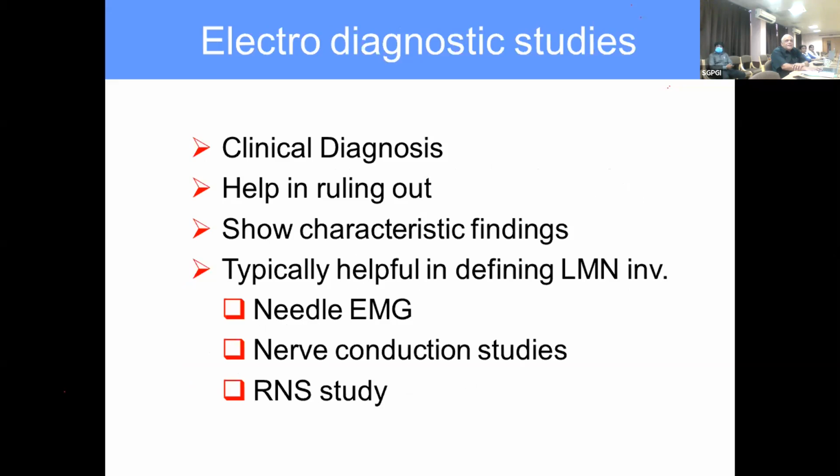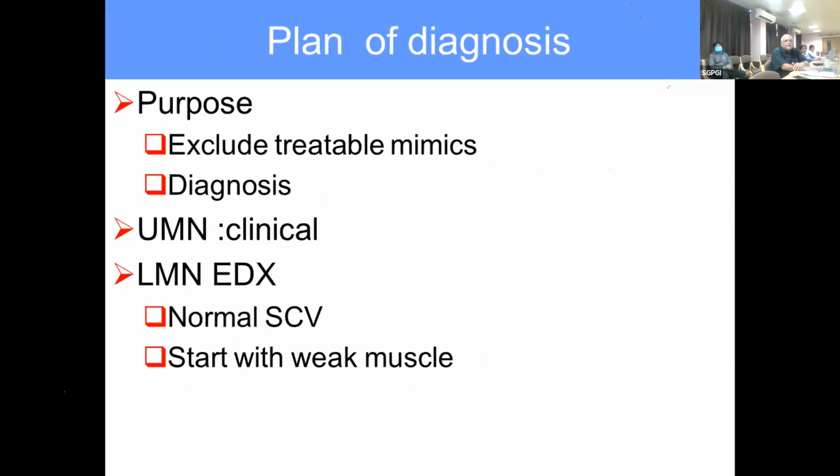Essentially, ALS is diagnosed on clinical examination: pure motor weakness, upper motor and lower motor neuron signs. And then you do the needle EMG and nerve conduction studies and do the RNS study to make the story complete. And of course, as I have said, exclude the treatable mimics and confirm the diagnosis.